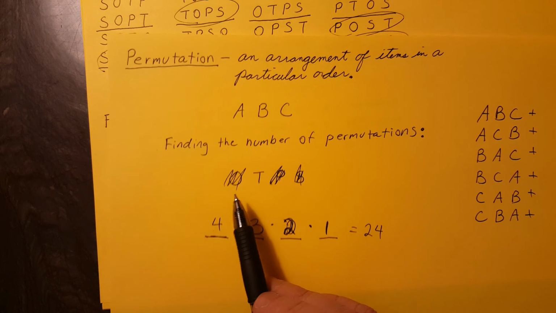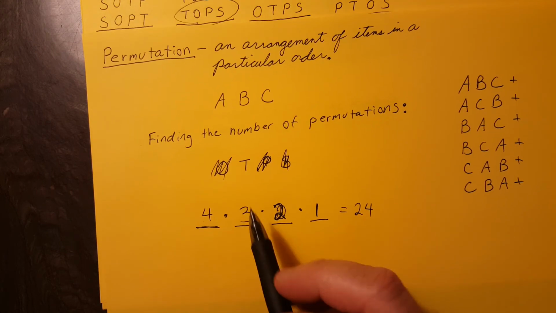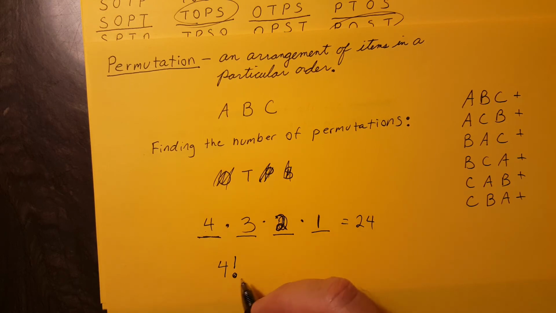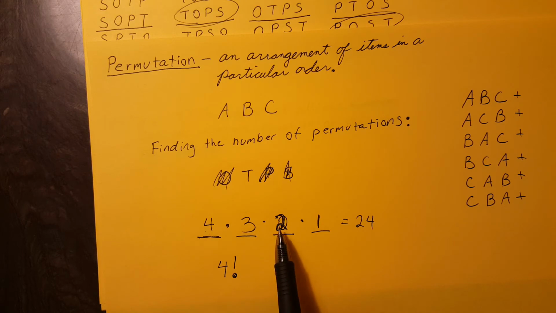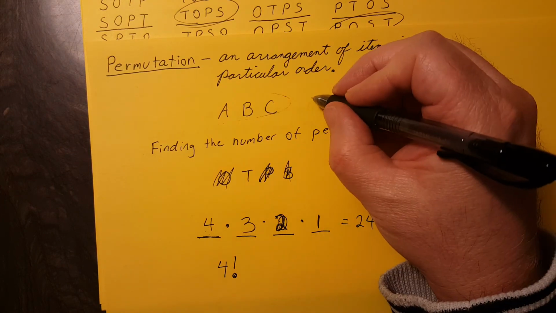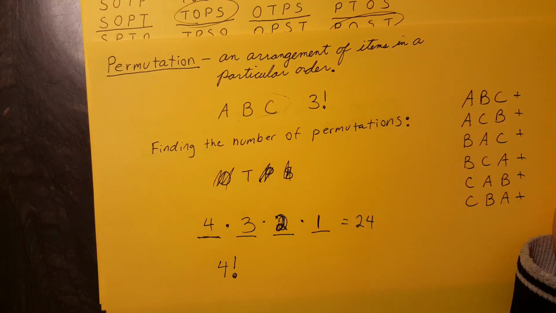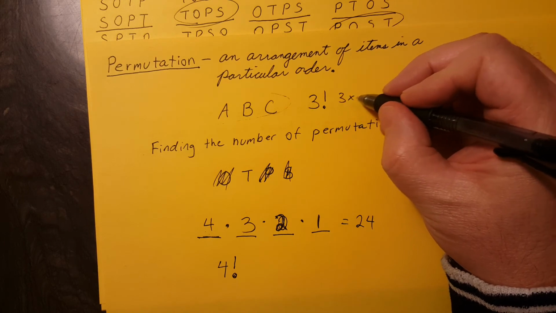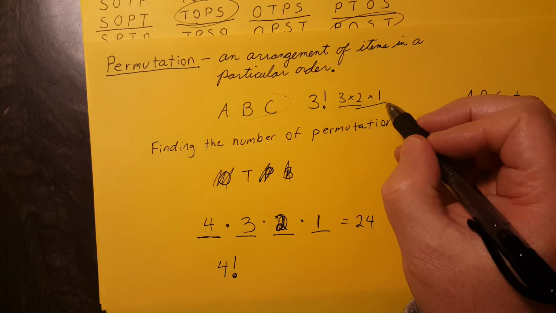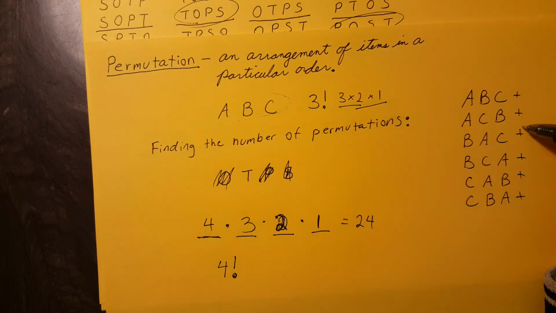Okay, so here we had 4 letters. So 4 factorial is written like this. That means 4 factorial. And it just means 4 times 3 times 2 times 1. Okay, here we had 3 letters. The number of permutations would be 3 factorial, which of course would be 3 times 2 times 1. 3 times 2 is 6. 6 times 1 is 6. And like we found, we really do have 6 permutations for that.